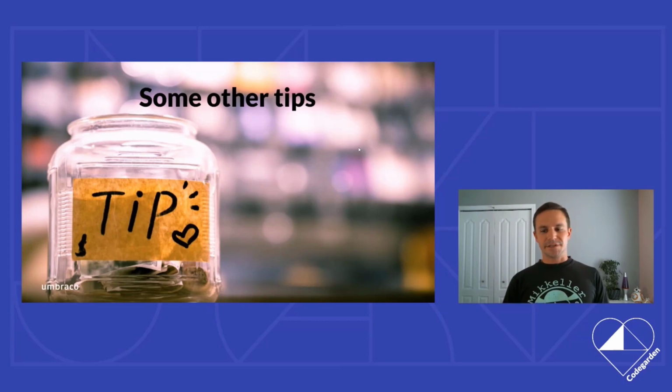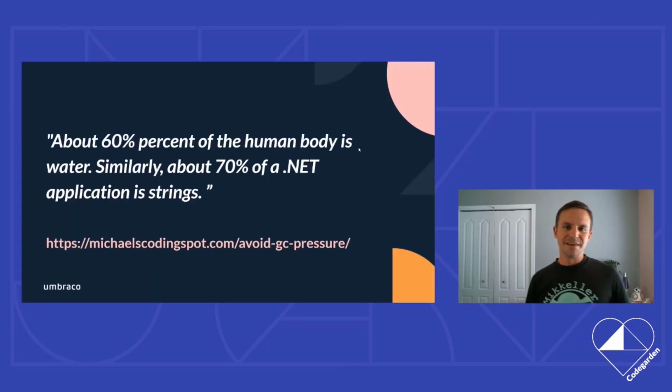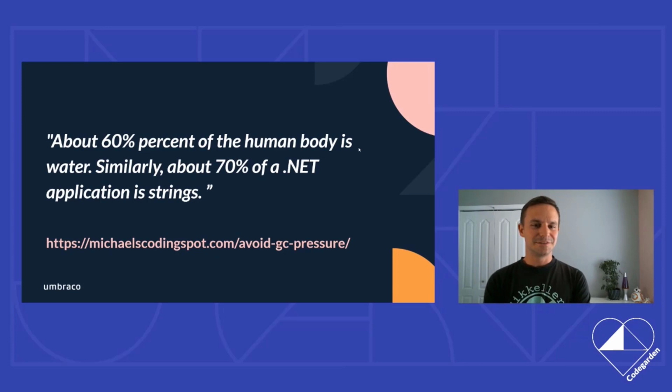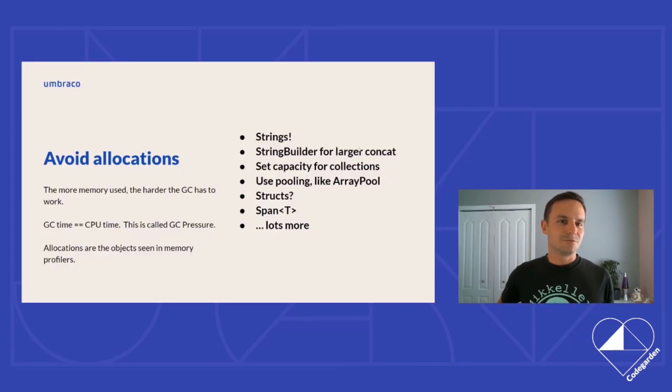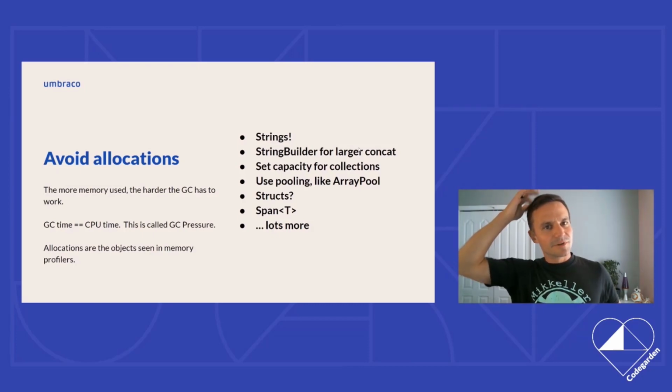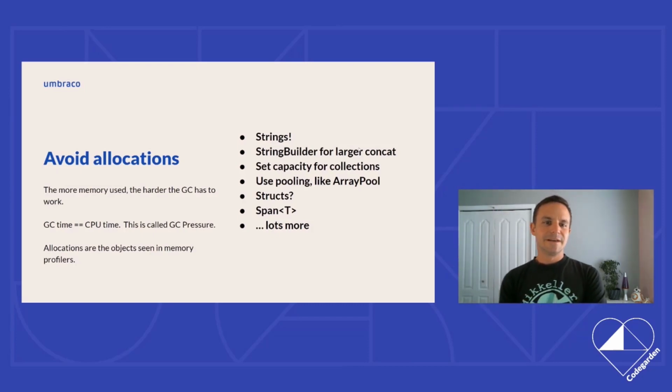So some other tips. I got this quote from this actually amazing blog post. About 60% of the human body is water. Similarly, about 70% of a .NET application is strings. This is true if you've ever used memory profilers, and I highly recommend reading this blog post. It's actually fantastic. So one tip is avoid allocations, and strings are the biggest one. If you ever open a memory profiler and analyze an application, strings are always the top of the list, the top of your memory consumption there.